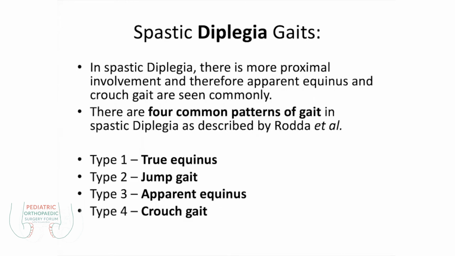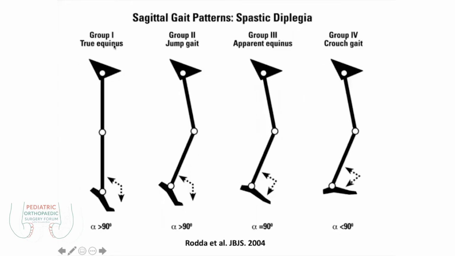Then there is spastic diplegia. This also has four types of gait: one is the true equinus, then jump, then apparent equinus, and the crouch gait. I will describe these in the next slide. So here is group 1, the true equinus gait.